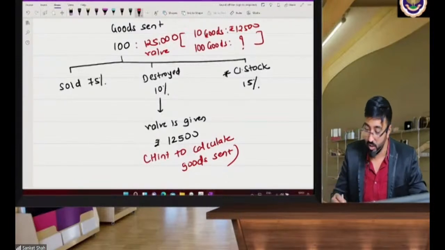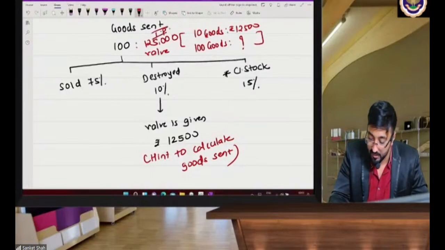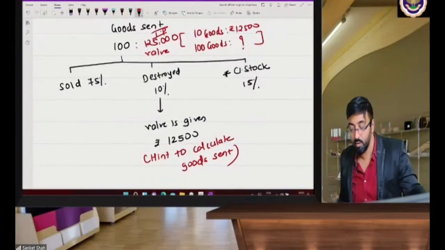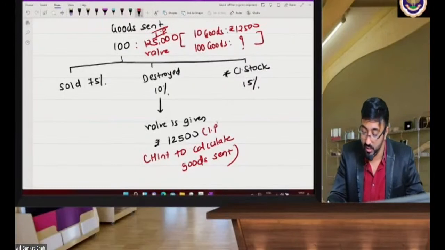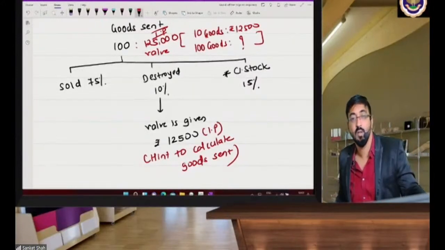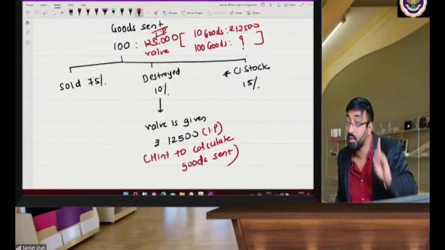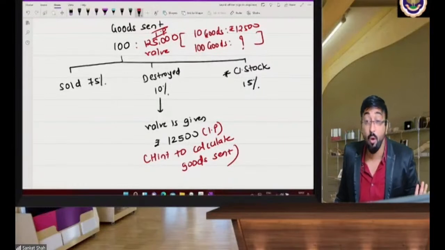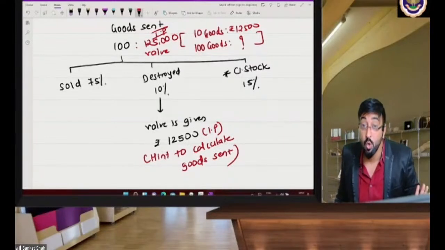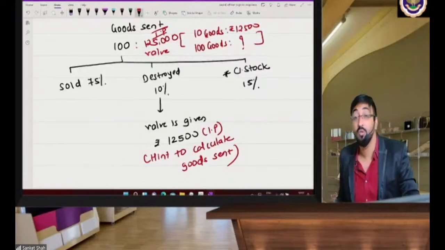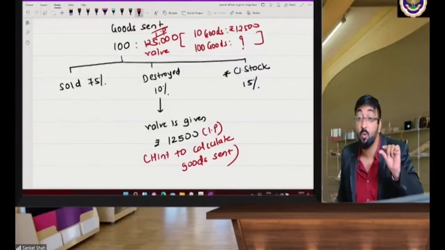And this is invoice price. This is invoice price. 12,500 is also invoice price. This is a hint to solve this question. Goods sent is not given directly. You have to find out the value of goods sent by using the information of goods destroyed.